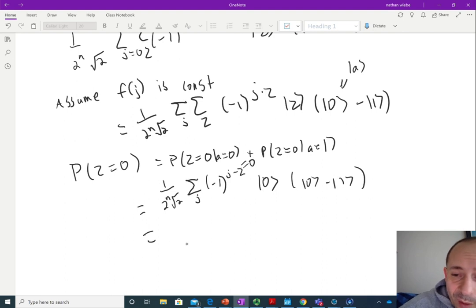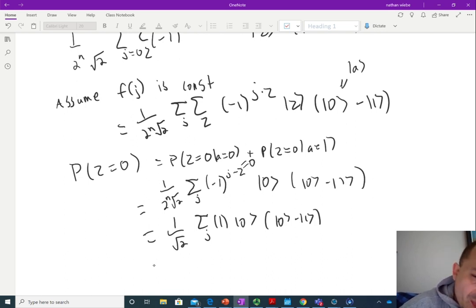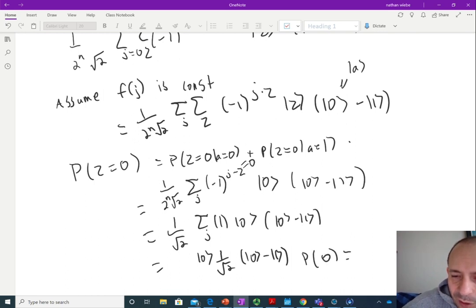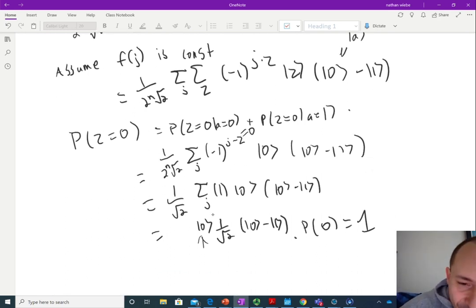Now, if we carry out this sum, we end up getting just 1 over root 2, because all of these are 0. Sum of j of 1, 0, 0 minus 1. And that is actually just equal to 1 over root 2, 0 minus 1. And now, using this rule of probability, we see that the probability of 0 is equal to 1. So with 100% probability, this qubit, when measured, will yield the value 0 if z is equal to 0. And remember, here, this is implicitly 0 tensor n.